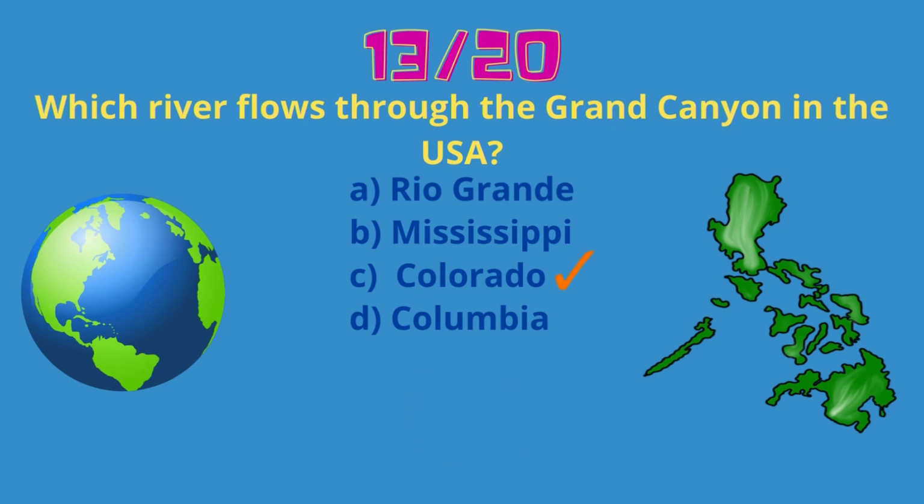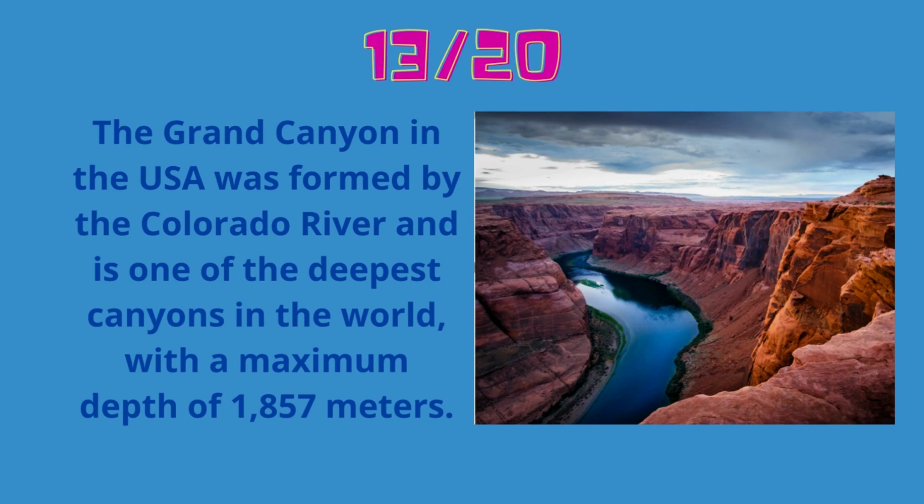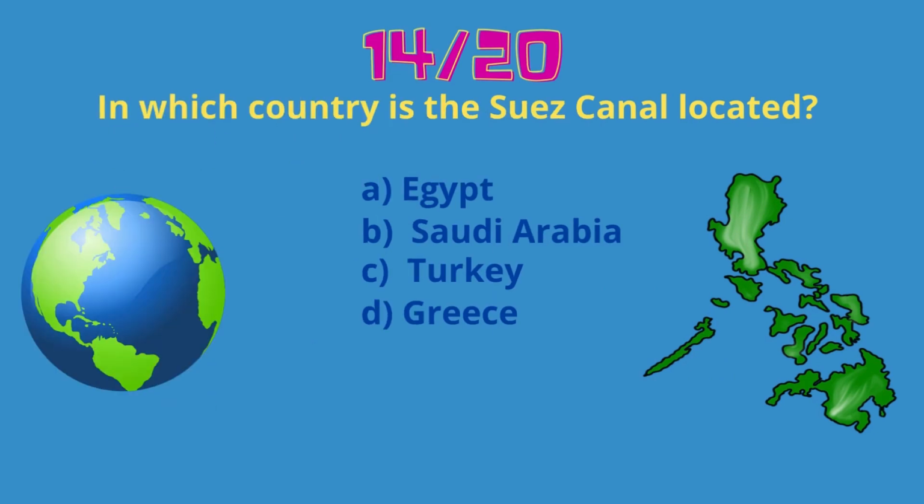Colorado. The Grand Canyon in the USA was formed by the Colorado River and is one of the deepest canyons in the world, with a maximum depth of 1,857 meters. In which country is the Suez Canal located? Egypt, Saudi Arabia, Turkey, Greece.